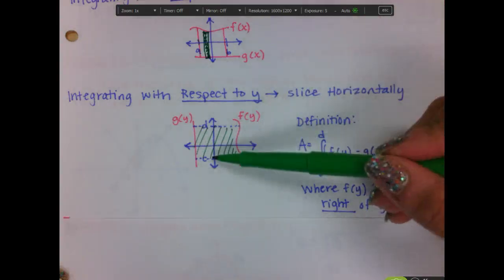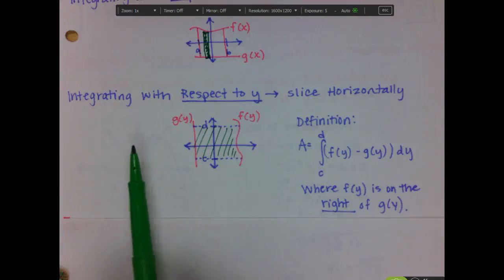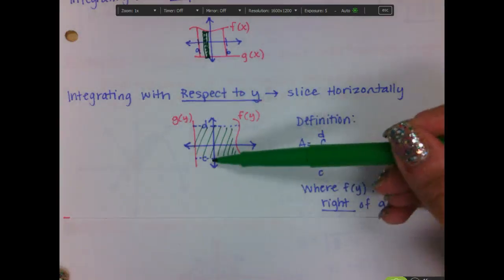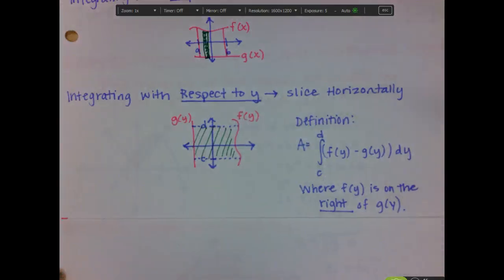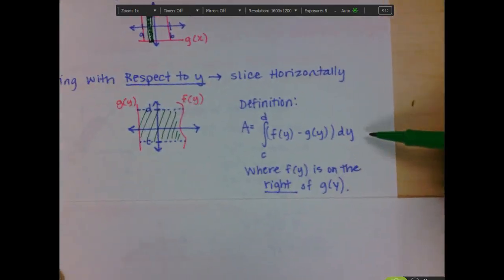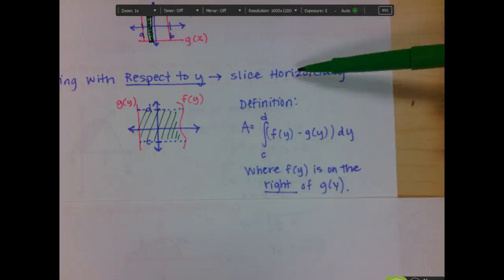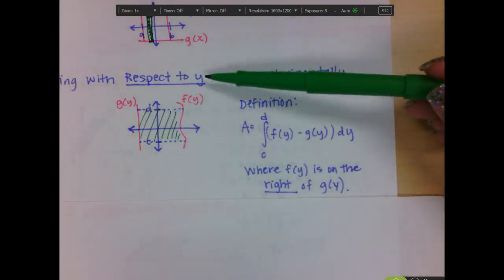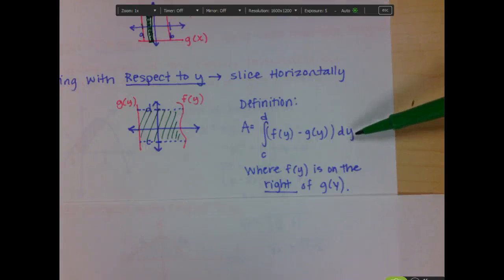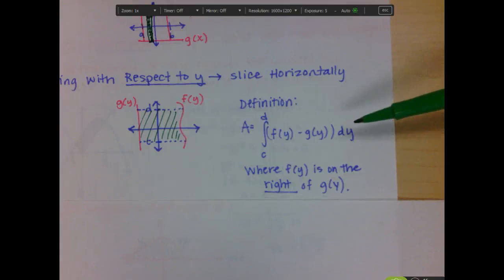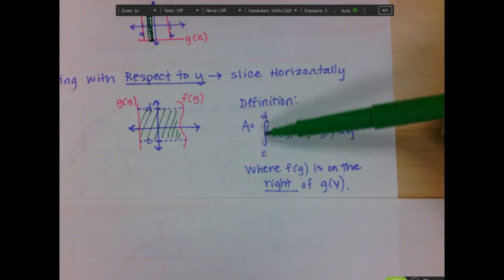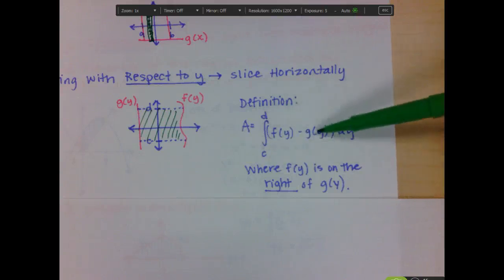What it does is it means instead of your interval going from a to b, left to right, your interval is going to go from c to d, bottom to top. So we have this new definition here of how to find the area between two curves when you're slicing horizontally or with respect to the y-axis. And you can see that it's essentially the exact same formula, we just have a couple of different letters plugged in because we've switched the axes. So our interval goes from c to d, bottom to top, and then our functions are in terms of y, f of y minus g of y with respect to y.